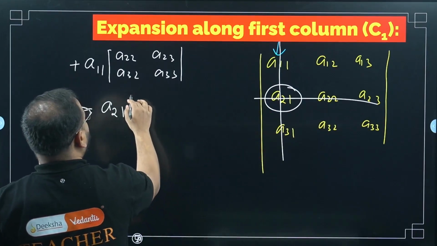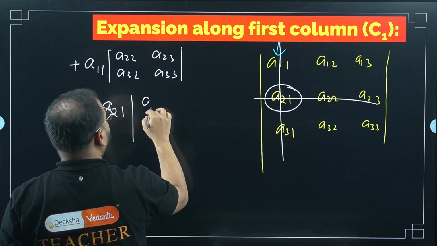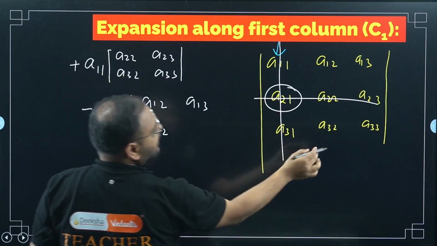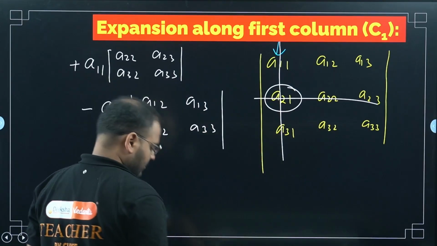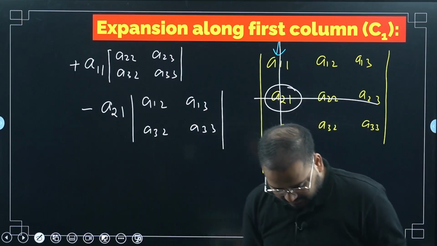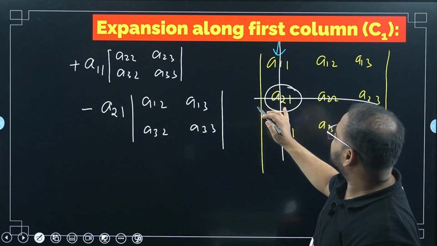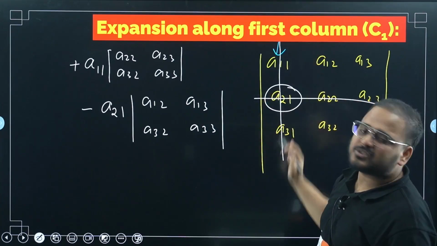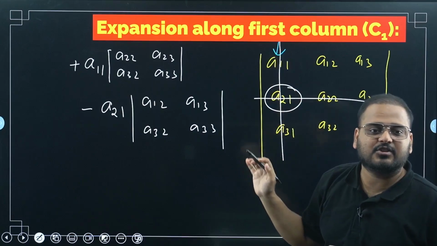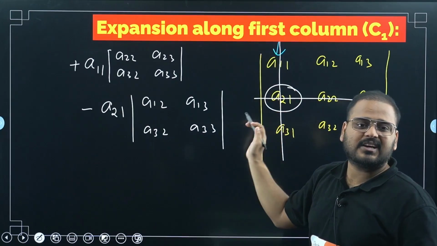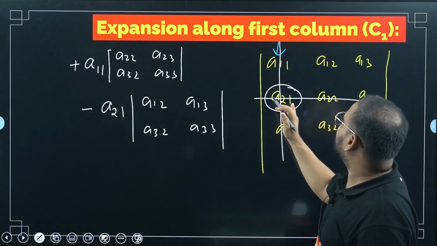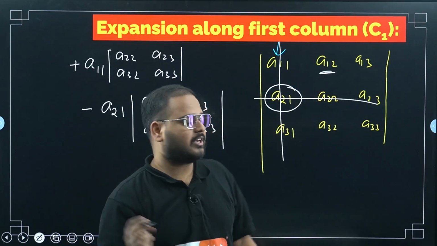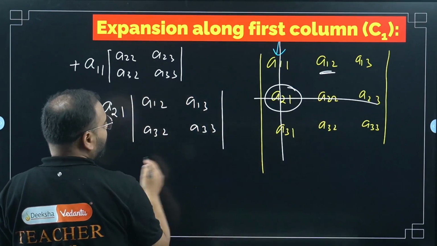So what is left out? The part where we are looking to find the matrix: A12, A13, A32, and A33. Correct, right? Please check here. Considering the second element of column 1, I will cancel the second row and the first column. Because we are considering column 1, obviously column 1 is out. But which element? Second element, so the second row is cancelled. So what is left out? A12, A13, A32 and A33. Okay.